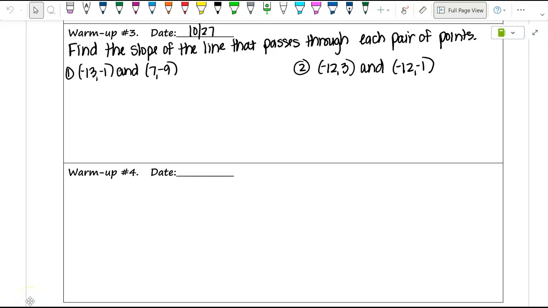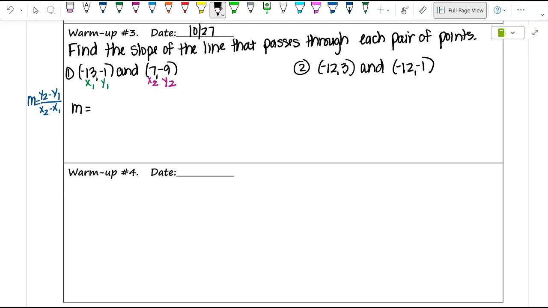All right, they're asking us to find the slope of the line that passes through each pair of points. Remembering that our slope formula is m equals y2 minus y1 divided by x2 minus x1. So my first set of points, negative 13, negative 1 is my x1, y1. My second set of points, 7, negative 9, is my x2, y2.